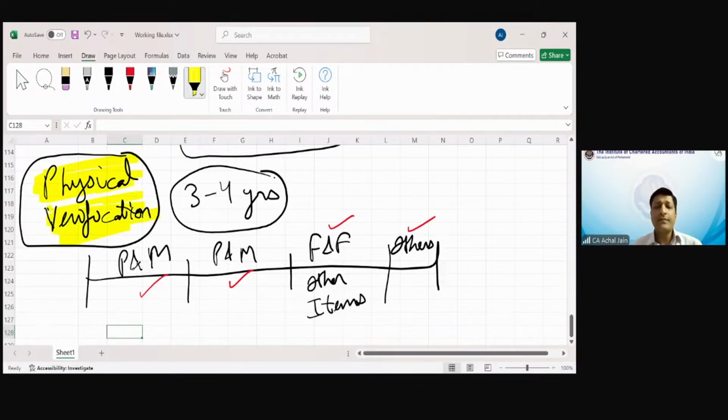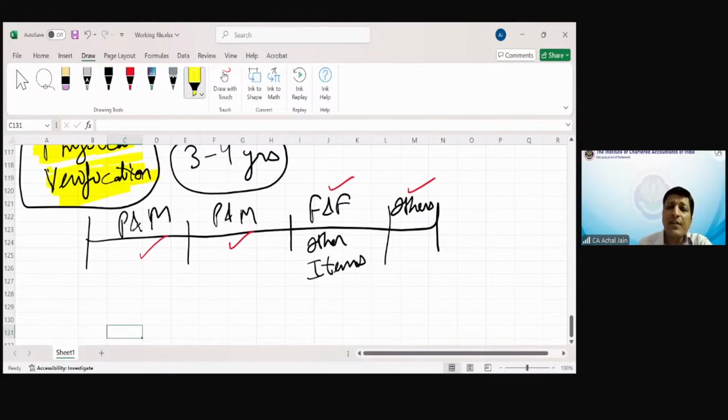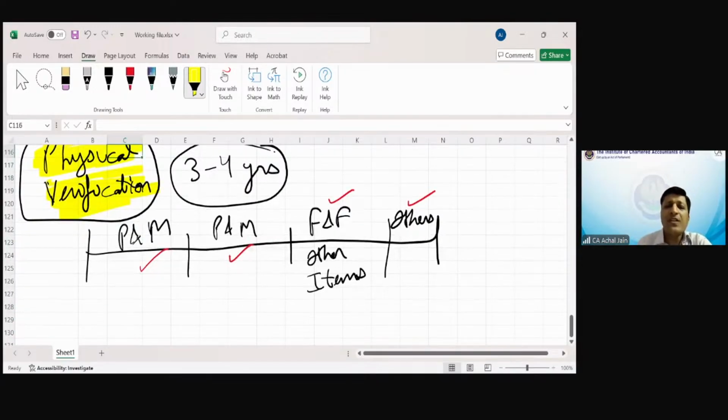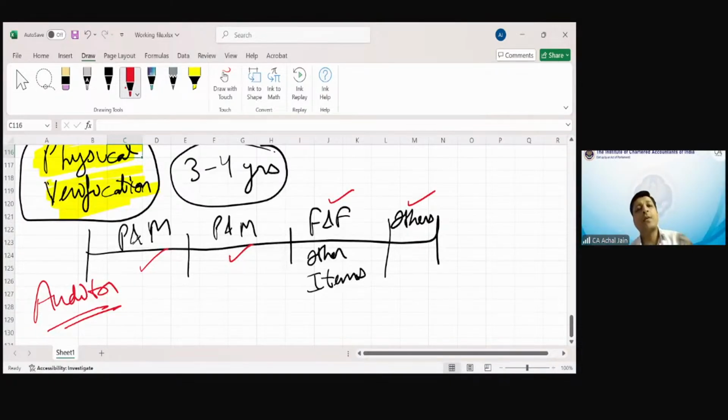Okay, clear. But when it comes to the auditor, what is the responsibility of the auditor? What is it that the auditor will have to do? See, the something which the management has done, the auditor needs to review that. Yes or no? So if the management has done this physical verification, the auditor needs to verify that. And in some of the cases, if the auditor wants, the auditor can also participate.